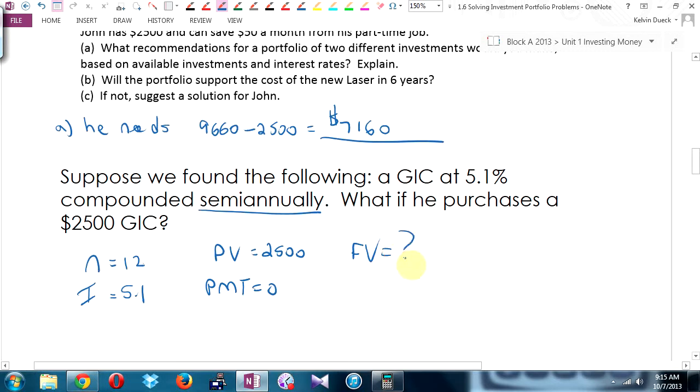We want to know how much he'll have there. Payments per year, we have to put a 1 there. Compound periods per year, it's semi-annually, so we're going to put a 2 there.